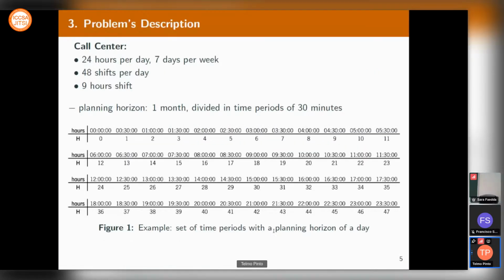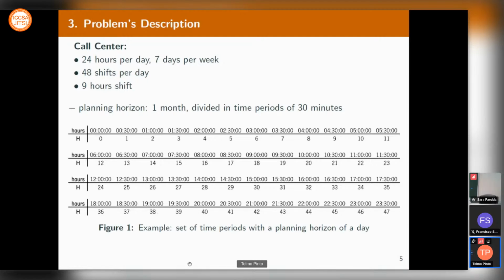In terms of problem description, this call center operates 24/7 within a week to provide continuous service to customers. The shifts in this call center use a model of 48 shifts per day, so intervals of 30 minutes, each one starting every 30 minutes, because this level of granularity enables precise scheduling and optimization of staff levels throughout the day.